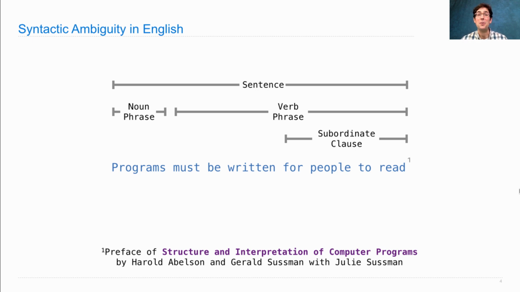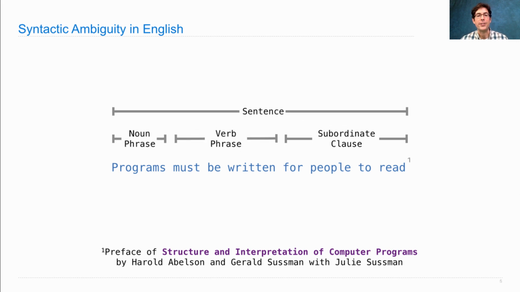Now, this is not the only interpretation of this sentence. Another interpretation is that programs must be written for people to read, where in this case the subordinate clause modifies the entire sentence, programs must be written. So the meaning of this sentence might be that in order for people to be able to read at all, we need to write programs. Now that's not true, but it is another interpretation of this sequence of words in English.